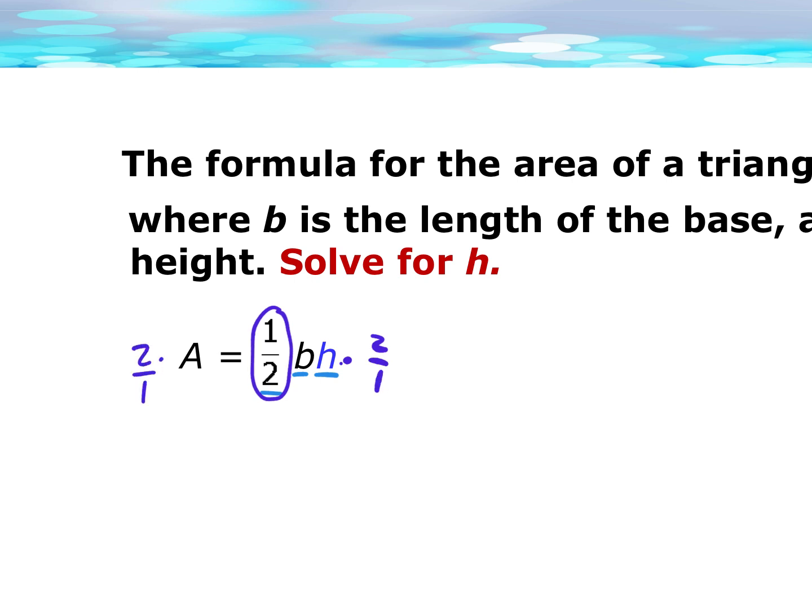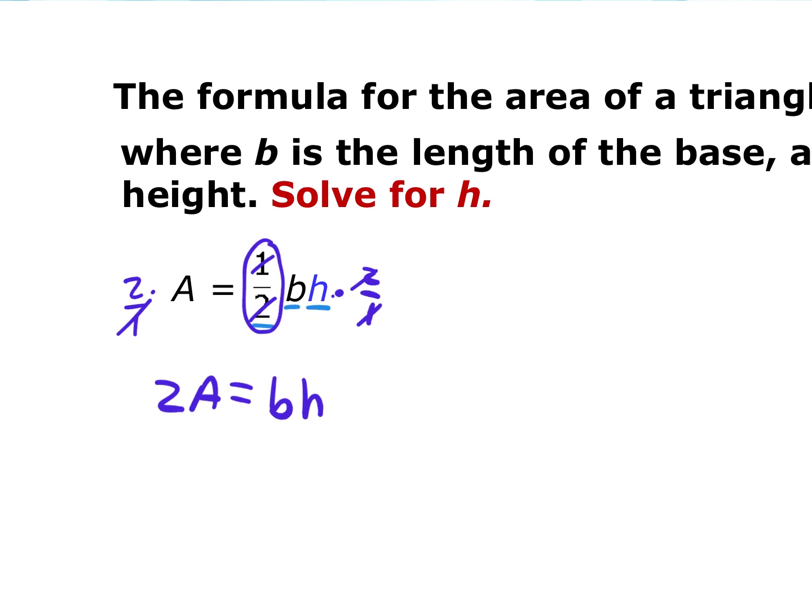Both sides of the equal sign. And then 2 and 2 cancel out, 1 and 1 cancel out. And then 2 divided by 1 is just 2, and 2 times a is just 2a. Anything divided by 1 is itself, so 2 times a we can just write as 2a. So far we have 2a equals b times h.